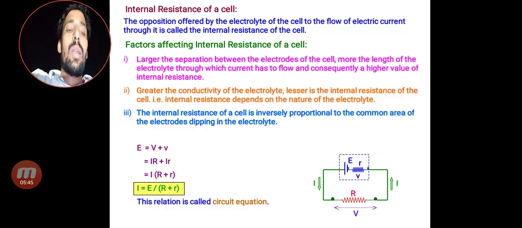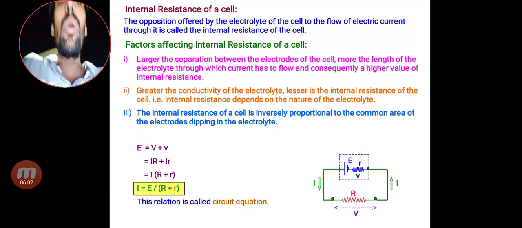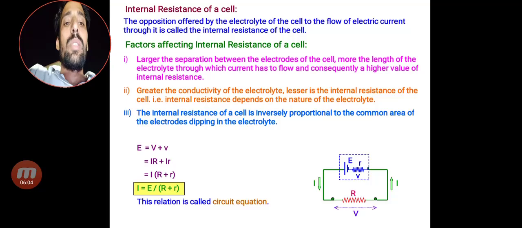Since the current capital I is constant, small v will be I r. So E equals V plus I r, or I R plus I r. Current I equals E upon capital R plus small r. This is called the circuit equation of the cell.